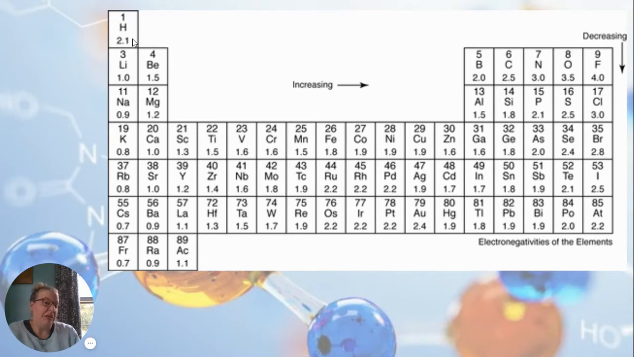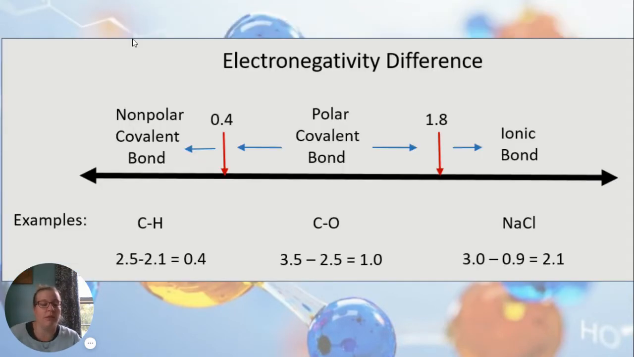I always pick the bigger number minus the smaller number. There's nothing more complicated than that. And then you find the difference between them. Generally, the way it works is that if there's a difference of 0.4 or less, so this division line here, you end up with two elements that are sharing their electrons pretty evenly, and so we consider them nonpolar.